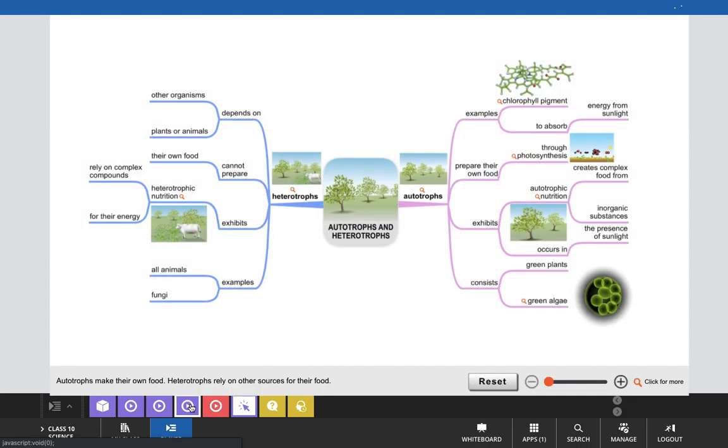Now come to the next. This is the flow chart which is shown here, in which you can again revise the topic of autotrophs and heterotrophs. Now all these points we have already covered. You can see all these here. Now come to the next part.